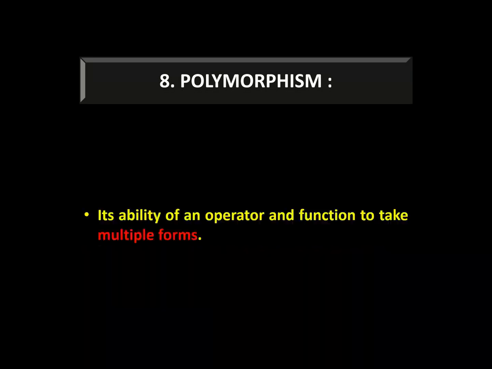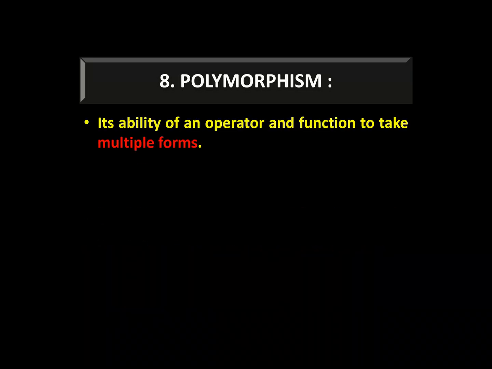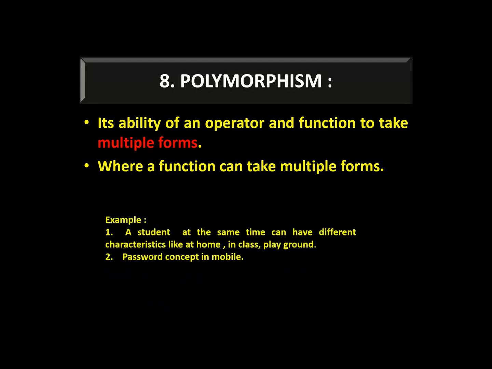Next one, polymorphism. What is polymorphism? It is the ability of an operator and function to take multiple forms. Where a function can take multiple forms. Example, a student at the same time can have different characteristics, like at home, in class, playground, etc. Second one, password concept in mobile.